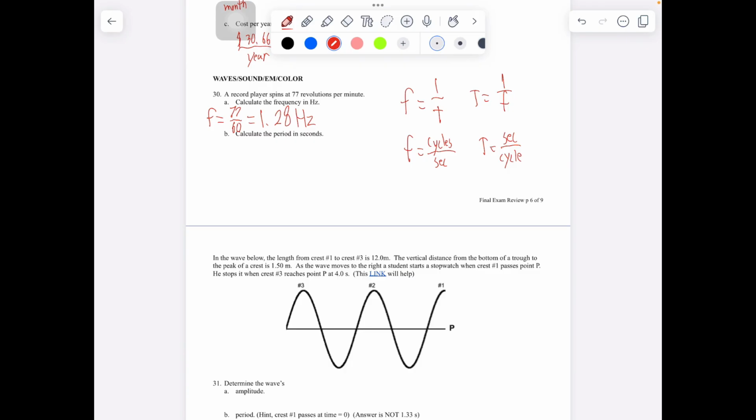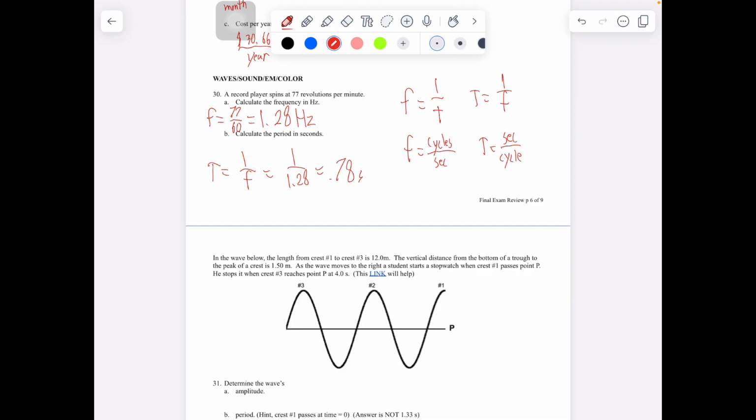Calculate the period. Well, now that we have the frequency, we can just take the inverse, right? Frequency is 1 over our, we're calculating period. Time period is 1 over frequency, so this would just be 1 over 1.28, and we'll get our answer. Now, of course, you could use the equation that we talked about, right? We get our answer here, 0.78. Our unit there would be seconds.